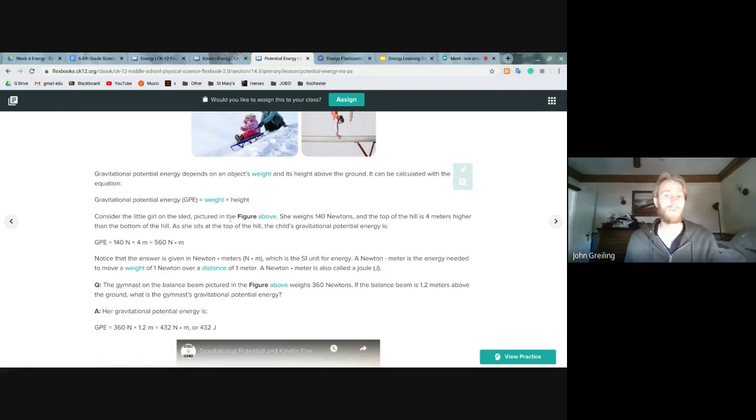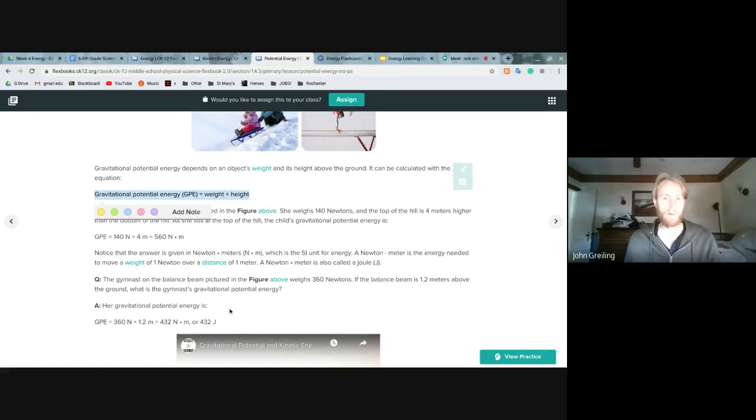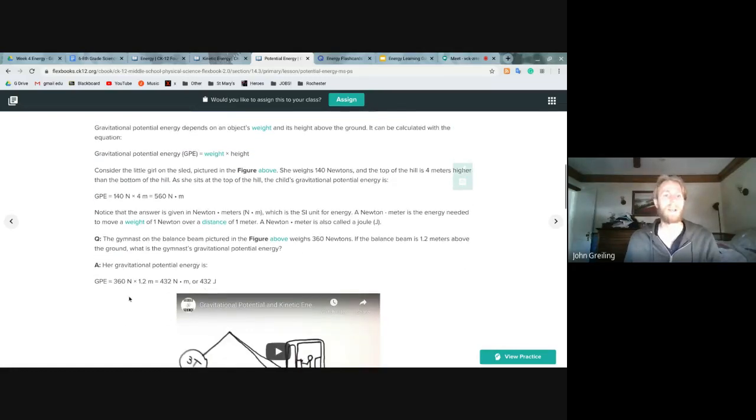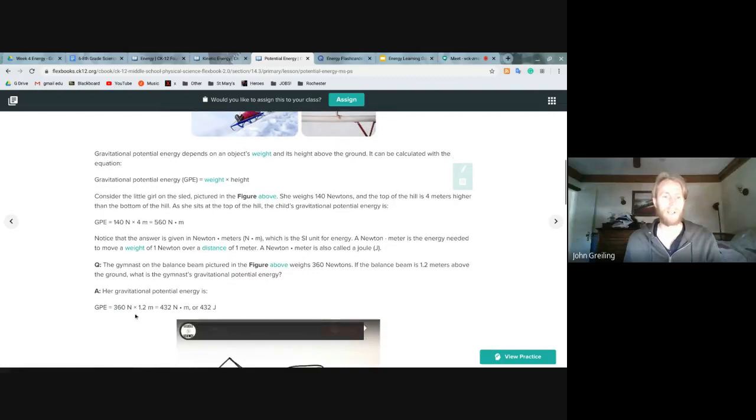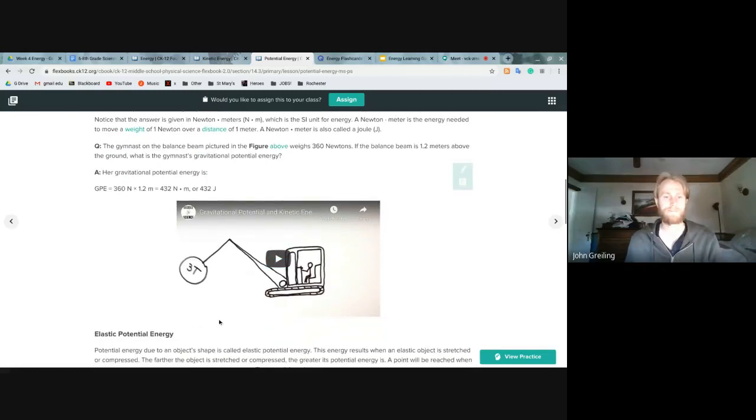Okay, don't worry too much about these equations, but the concepts are going to be more important for our assessments. The gymnast on the balance beam weighs 360 newtons. If the balance beam is 1.2 meters above the ground, what is the gymnast's gravitational potential energy? 360 times 1.2 is 432 joules.